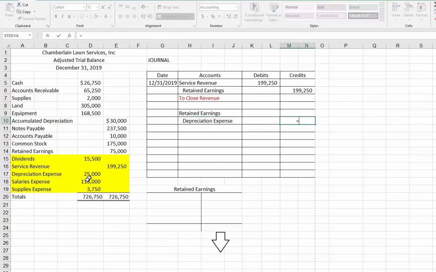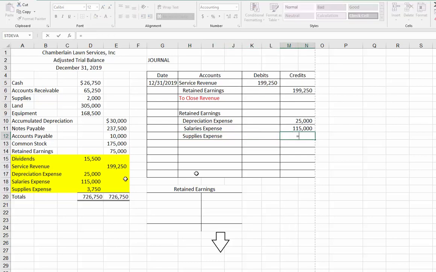We're going to credit that because we want it to have a zero. So remember, it has a debit balance and now we want to credit it. Okay, salaries expense has a debit balance of $115,000. So we want to credit that. And then supplies expense.